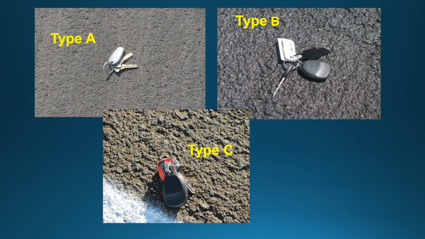And just a graphic example of what the type A, type B, type C gradations look like. And you can see from A, B, and C, they do gradually get a little bit more coarse, a little bit more aggressive in terms of surface texture. And you can just envision where some of these aggregates may be better suited.